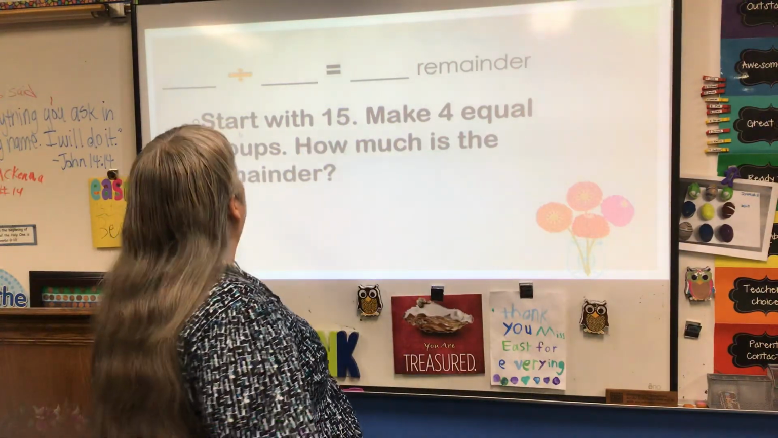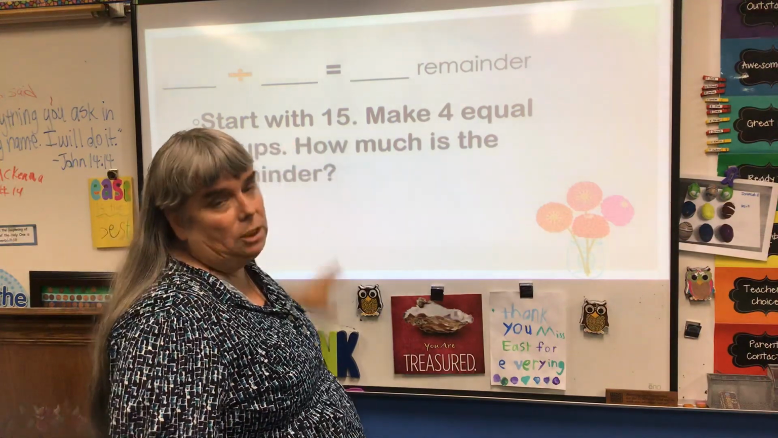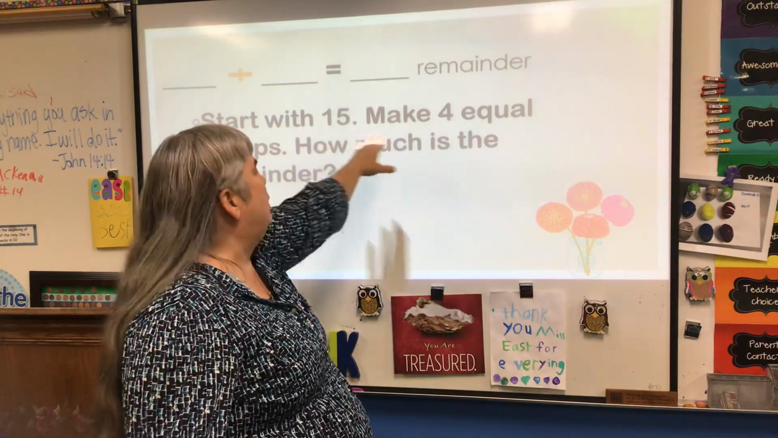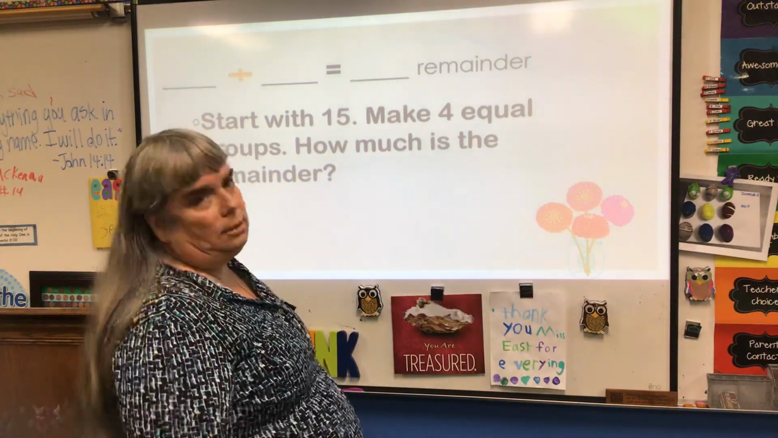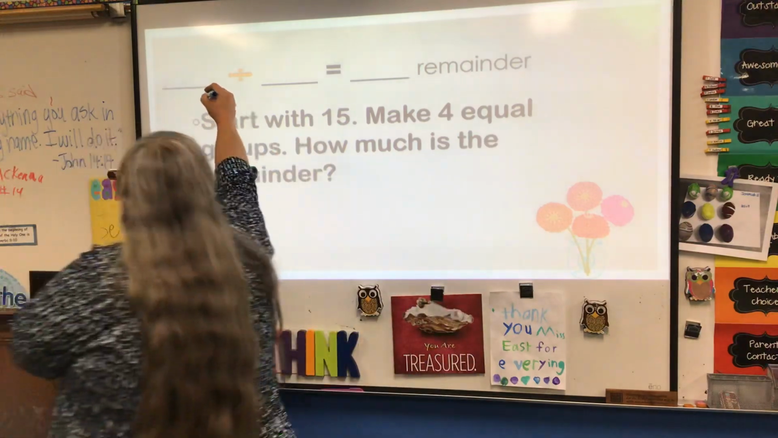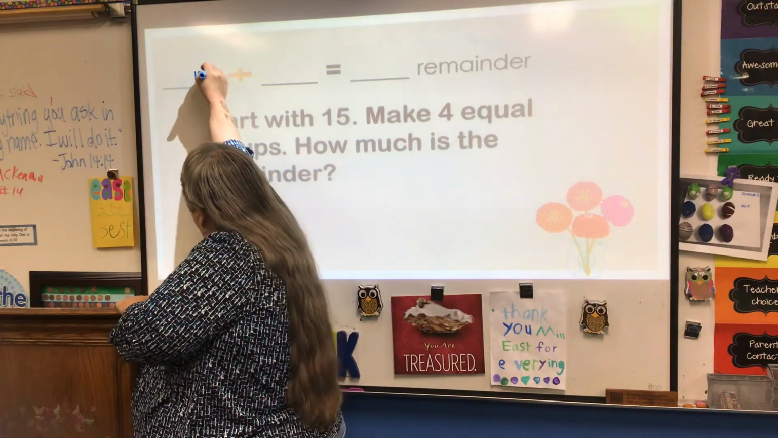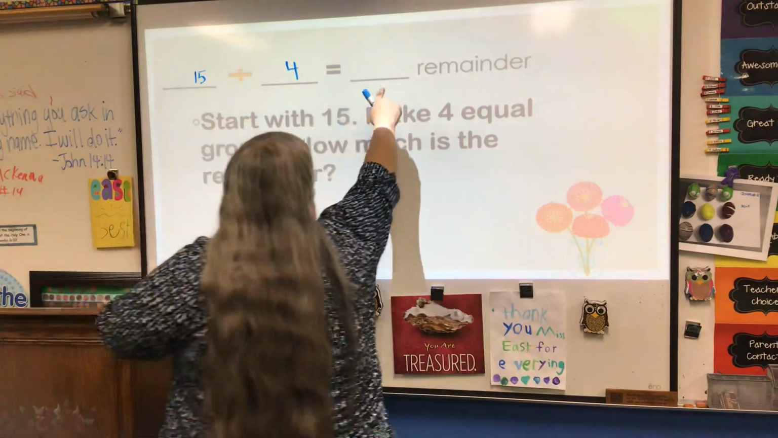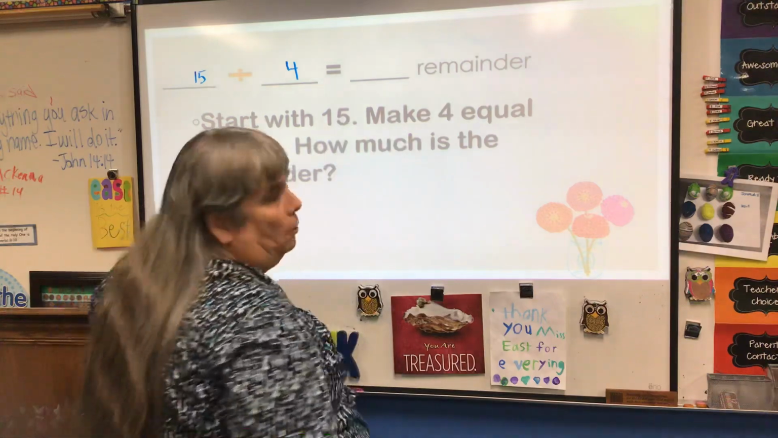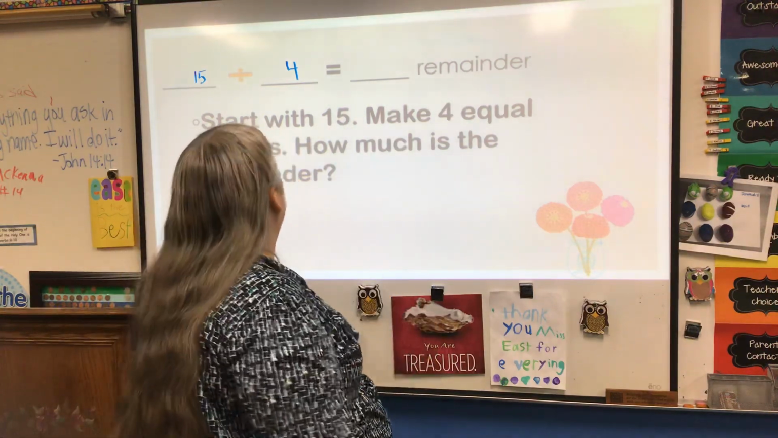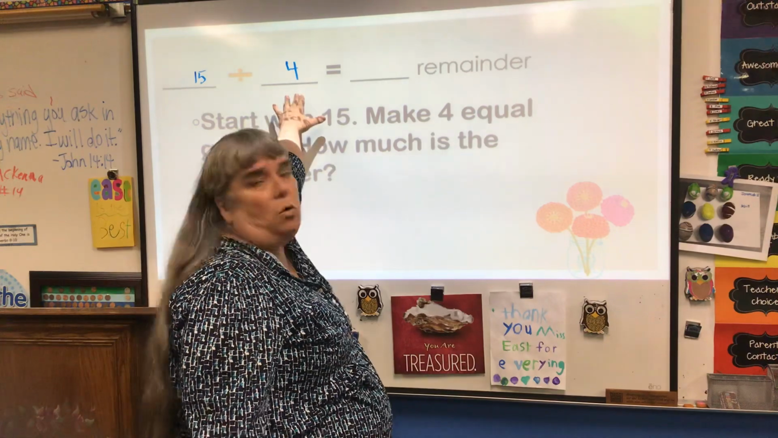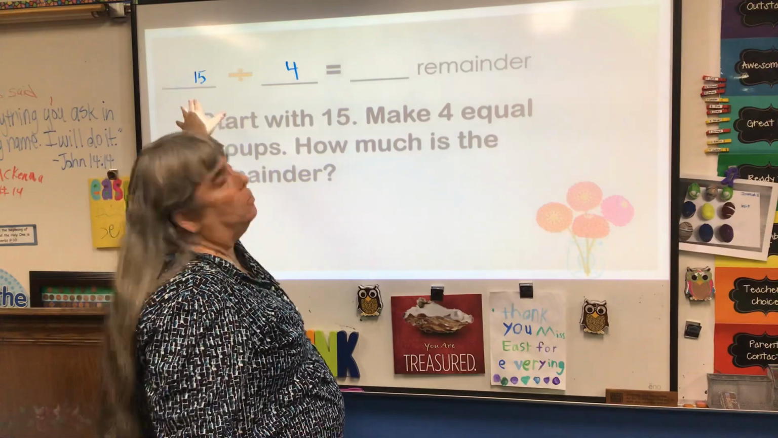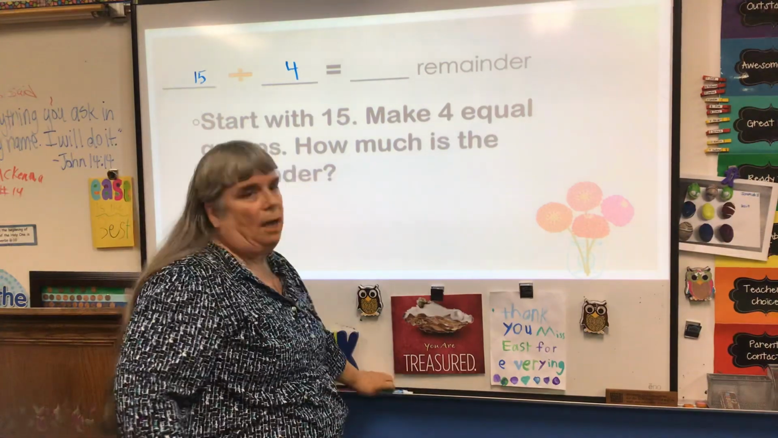Okay, remainders. And this is how it's written on the test, which is different than we've seen before. Start with 15. Make 4 equal groups. How much is the remainder? So you're going to write this 15 divided by 4, and then you need to figure out what this is going to be. So remember from yesterday, or from last Friday, sorry, that we're going to multiply times 4, or skip count times 4, and we're going to end up with a number that is not bigger than 15. So let's go ahead and do that.